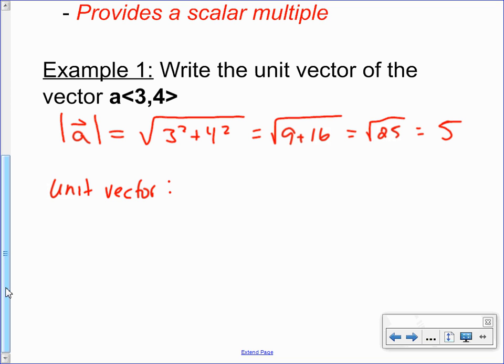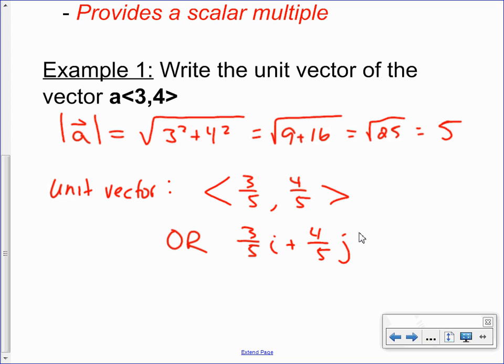Okay, the unit vector of A would then just be, and I'm going to write it all the different ways. The components are 3, 4. So the unit vector would be 3 over 5, comma 4 over 5. Or 3 over 5i plus 4 over 5j. Either one of those would be the unit vector.